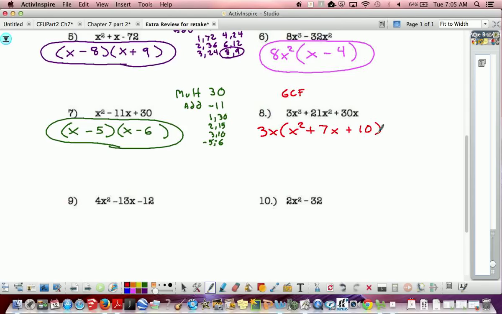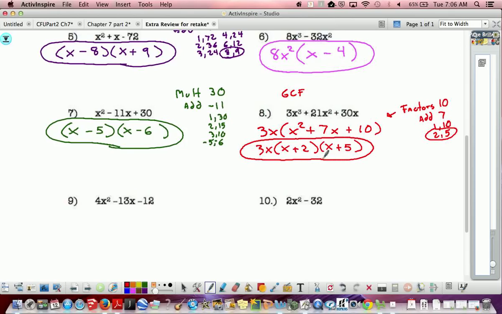When I do that first step, greatest common factor, I still need to look at what I have left. Like in the previous one, I only had x minus 4. That was done. But here I have 3 terms, just like this previous one. Now I'm looking at factors or multiples of 10 that add to 7. Well, it's either 1 and 10 or 2 and 5. 2 and 5 is my only pair. So I have x plus 2, x plus 5.